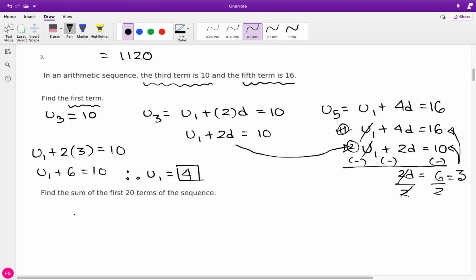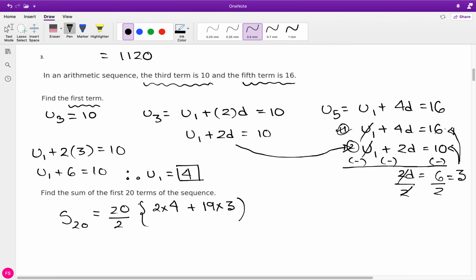Then you have to find the sum of the first 20 terms of the sequence, which is easy now that you know your first term and the common difference. So this equals n over 2. n is 20, over 2, and then 2 times the first term, which is 4, plus n minus 1. 20 minus 1 will give you 19, times the common difference, which is 3.